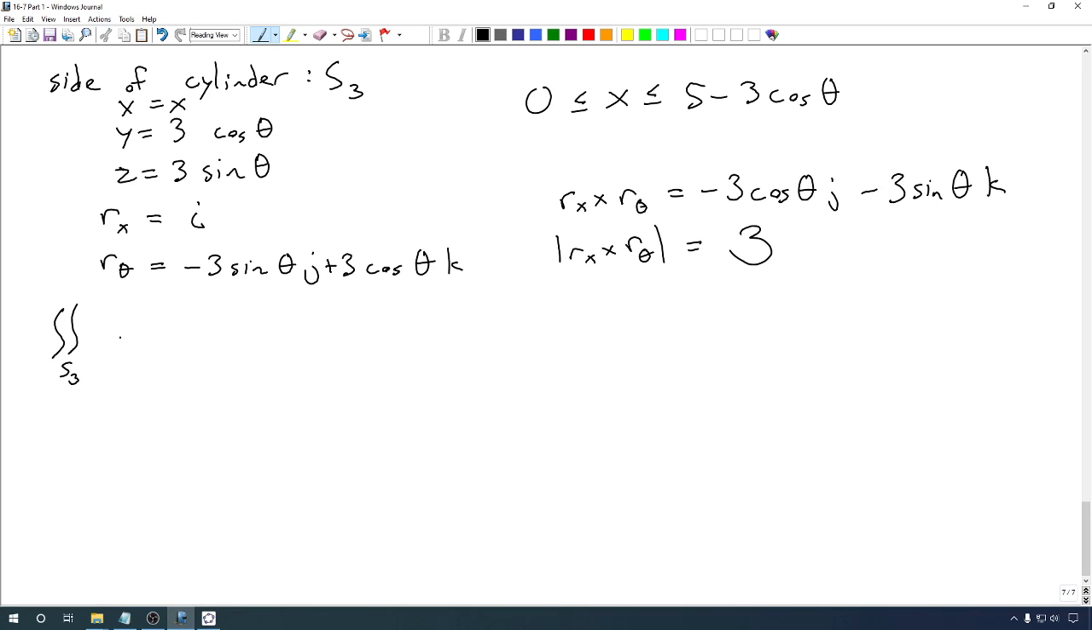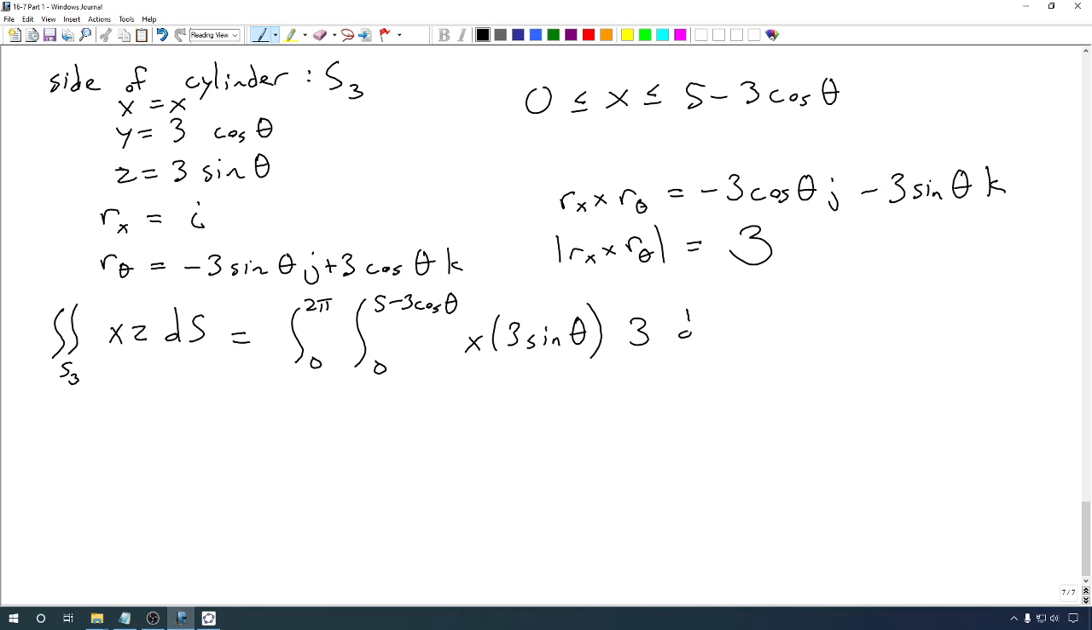over S3 of xz dS would be the integral from 0 to 2 pi. So theta is still going all the way around the cylinder, so 0 to 2 pi. X is going from 0 to 5 minus 3 cosine theta, as we saw before. X just stays as x. Z gets changed to a 3 sine theta. We multiply by the 3 from here, and we have dx d theta.